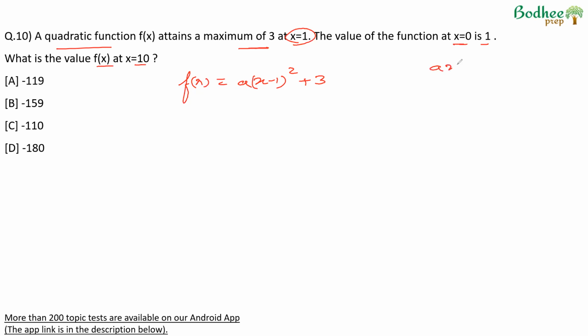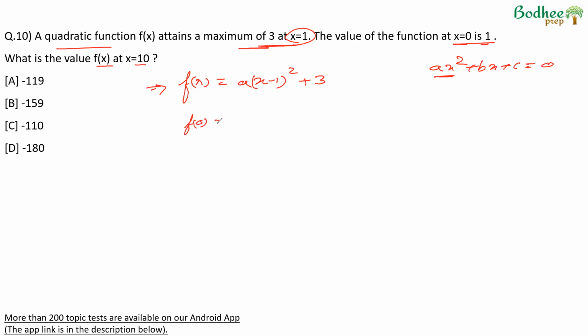Because the generic form is ax square plus bx plus c, there could be a coefficient of a which has been taken out while completing the square. So this becomes the standard form of f(x). We've used the first part. It also says that at x is equal to 0, the function is 1.